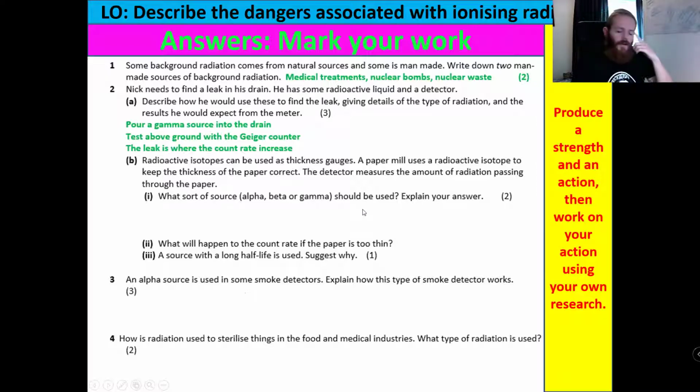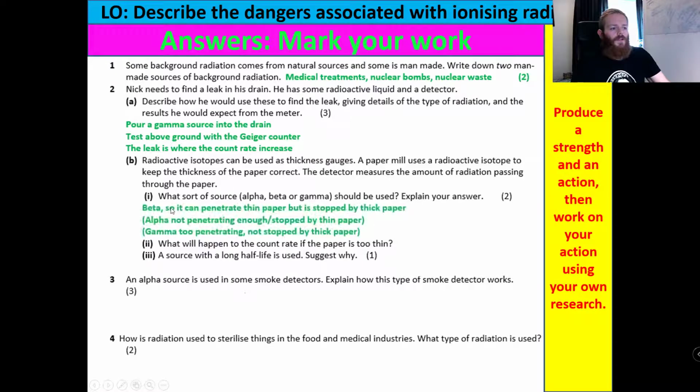Okay, so you might be thinking, oh, you've got to use gamma so it gets through it. But bear in mind, the paper is not going to affect gamma at all. There will be no difference if it's thick paper or thin paper, so gamma is out of the equation, you can't use that. Alpha is stopped by paper. You literally wouldn't detect it at all on the other side, remember, it is the most ionizing and the least penetrative, so we're going to have to use beta. Okay, so beta would pass through it, but if it starts to get a bit too thick, the count rate would drop. So beta can penetrate thin paper, but it's stopped by thick paper. And it says why you can't use alpha and gamma there, but I've basically just described it.